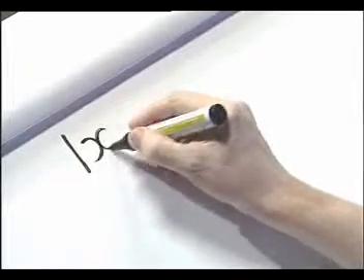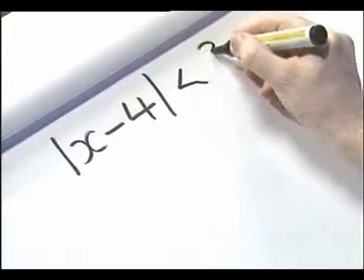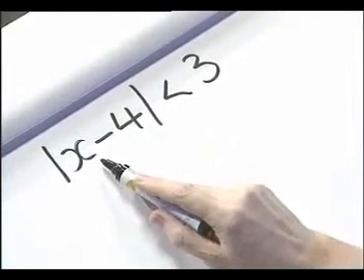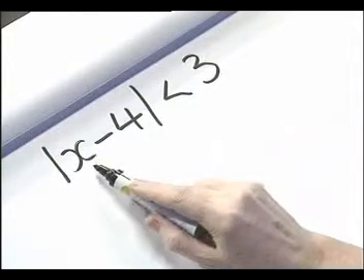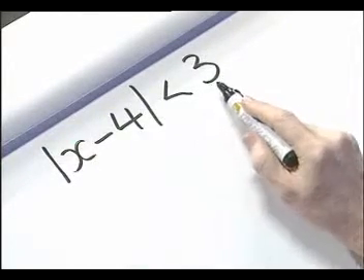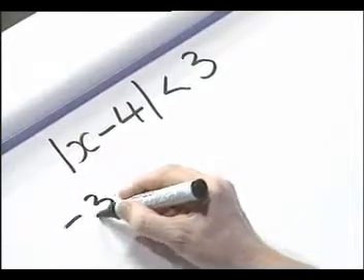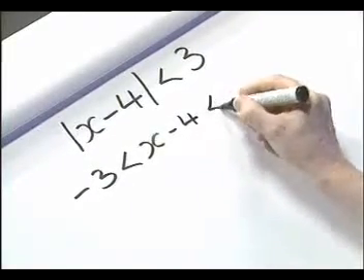Now I want to look at another slightly more complicated modulus one. We have mod x minus 4 less than 3. The modulus sign shows that the absolute value of x minus 4 is less than 3. This means that x minus 4 must lie between minus 3 and 3. So we write minus 3 less than x minus 4 less than 3.